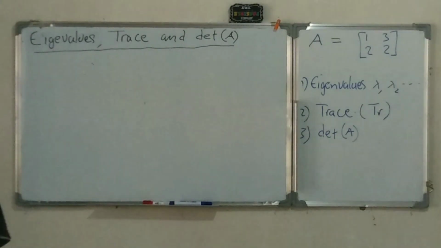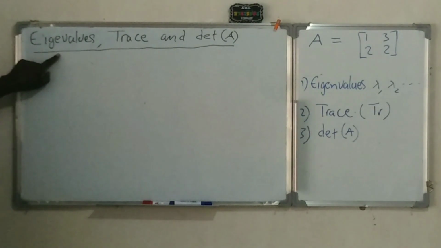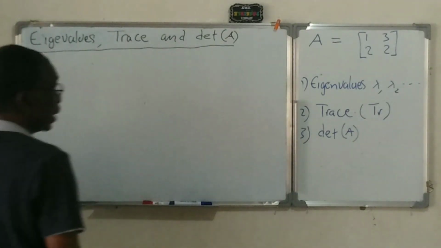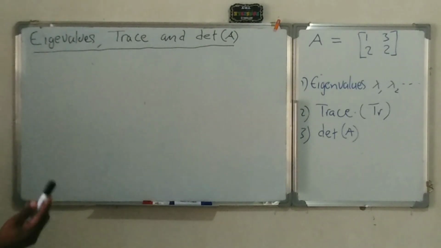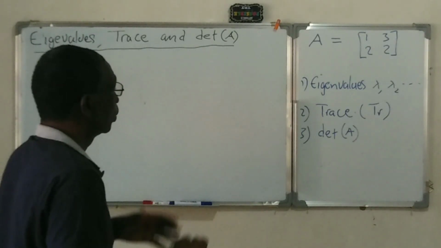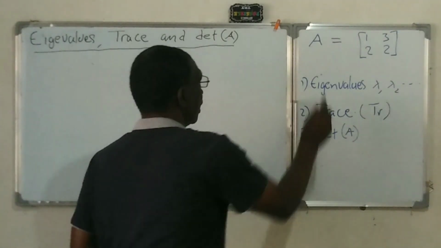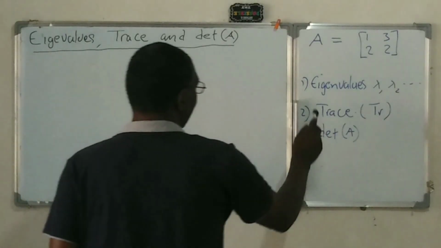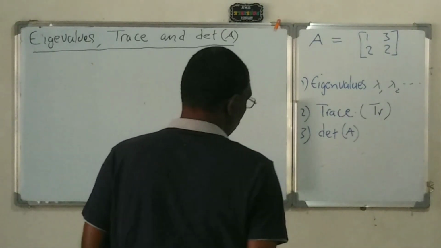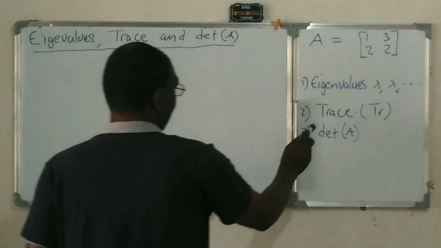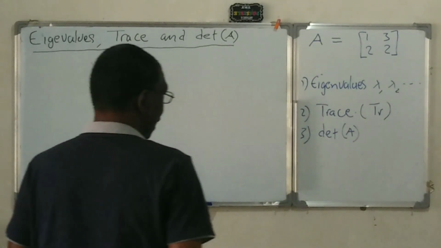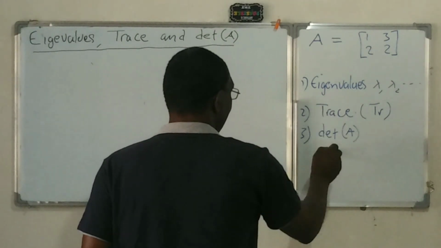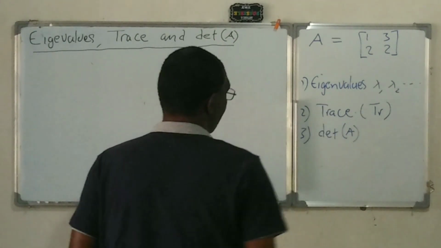Okay, so what is the relationship between the eigenvalues, the trace, and the determinant of a matrix A? Well, let's investigate this for ourselves using a simple 2 by 2 matrix A. What we're going to do is, number one, find the eigenvalues lambda 1 and lambda 2. Then we find the trace, TR. And finally, we find the determinant. Then we investigate the relationship between these three.